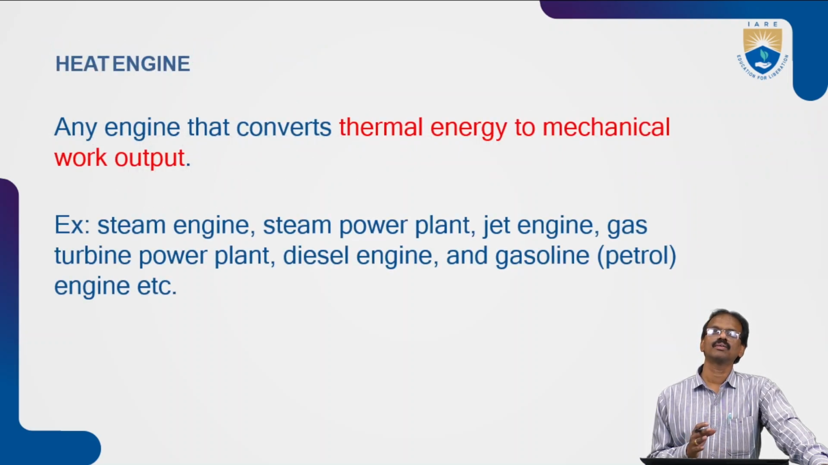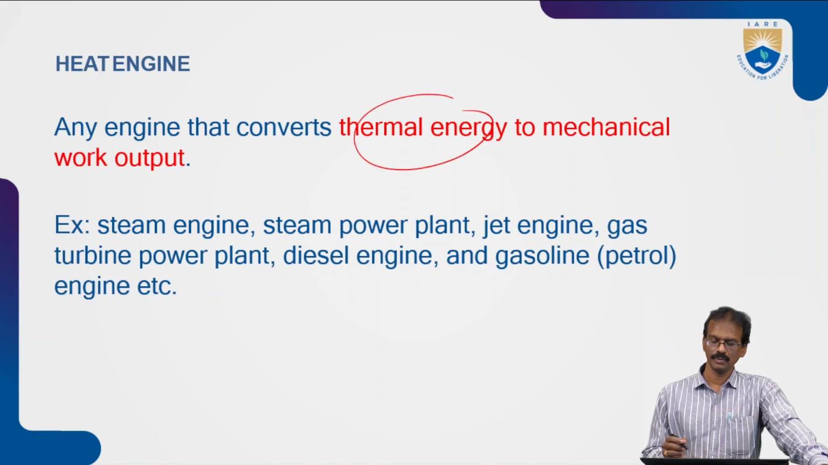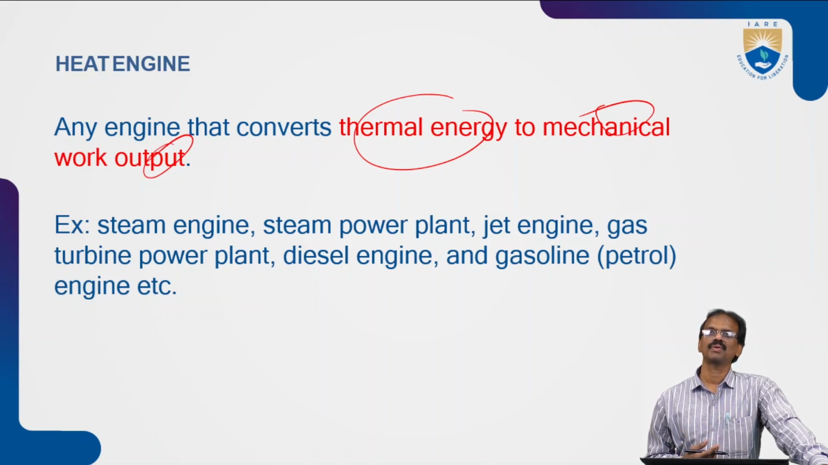You know that a heat engine is any engine that converts thermal energy or heat energy into mechanical work output. So that is called a heat engine. Some examples of heat engines are given here: steam engine, steam power plant, jet engines, gas turbine power plants, diesel engine, petrol engine. In all of these heat engines, the chemical energy of the fuel is converted into mechanical work output.